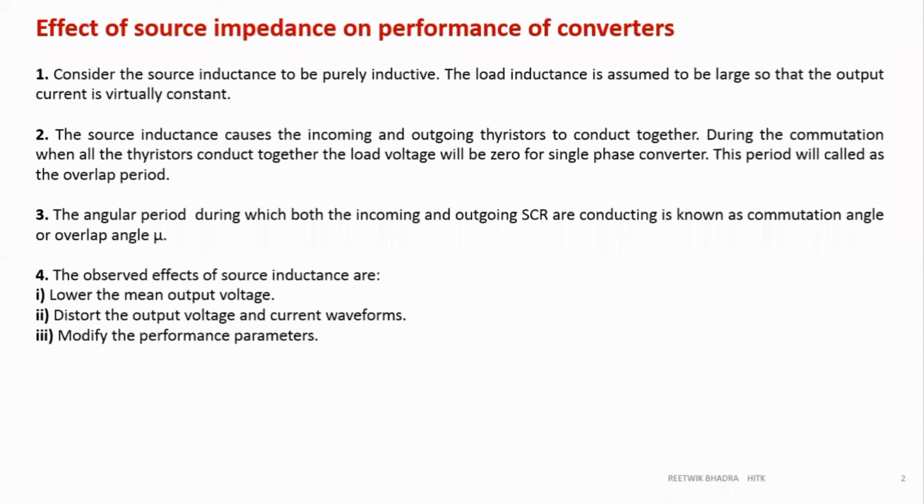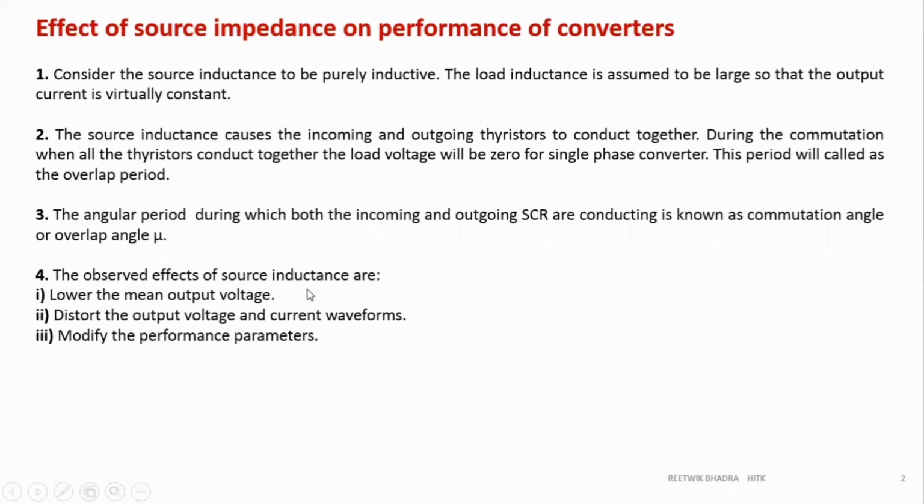So we get to know about three angles. One is alpha, which is your firing angle. One is beta, which is your extinguishing angle, which comes because of your RL load. And the next one is mu, which is the overlap angle, which comes only if you are attaching a source inductance. When the explanation is given with source inductance, then only it comes. Otherwise, normally it doesn't come.